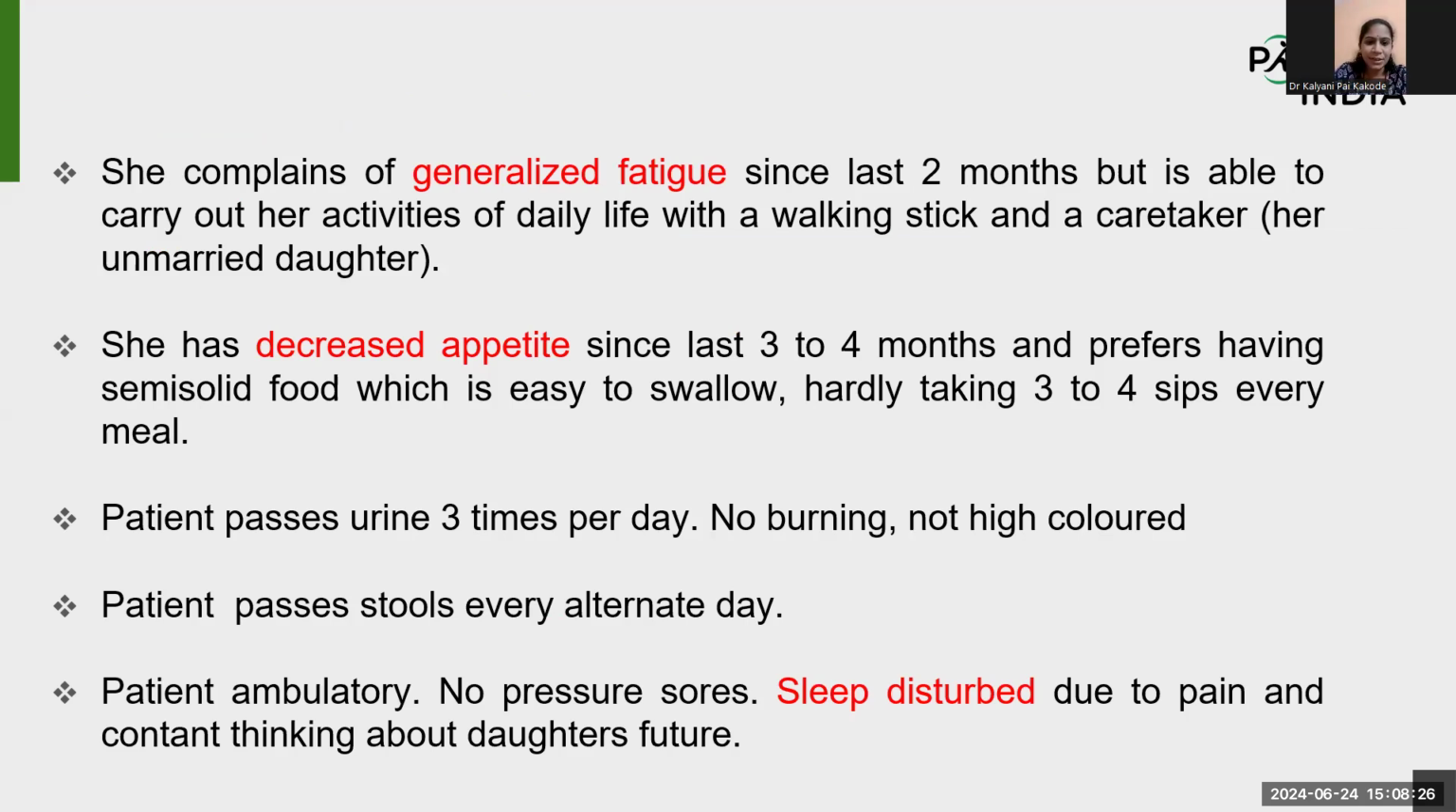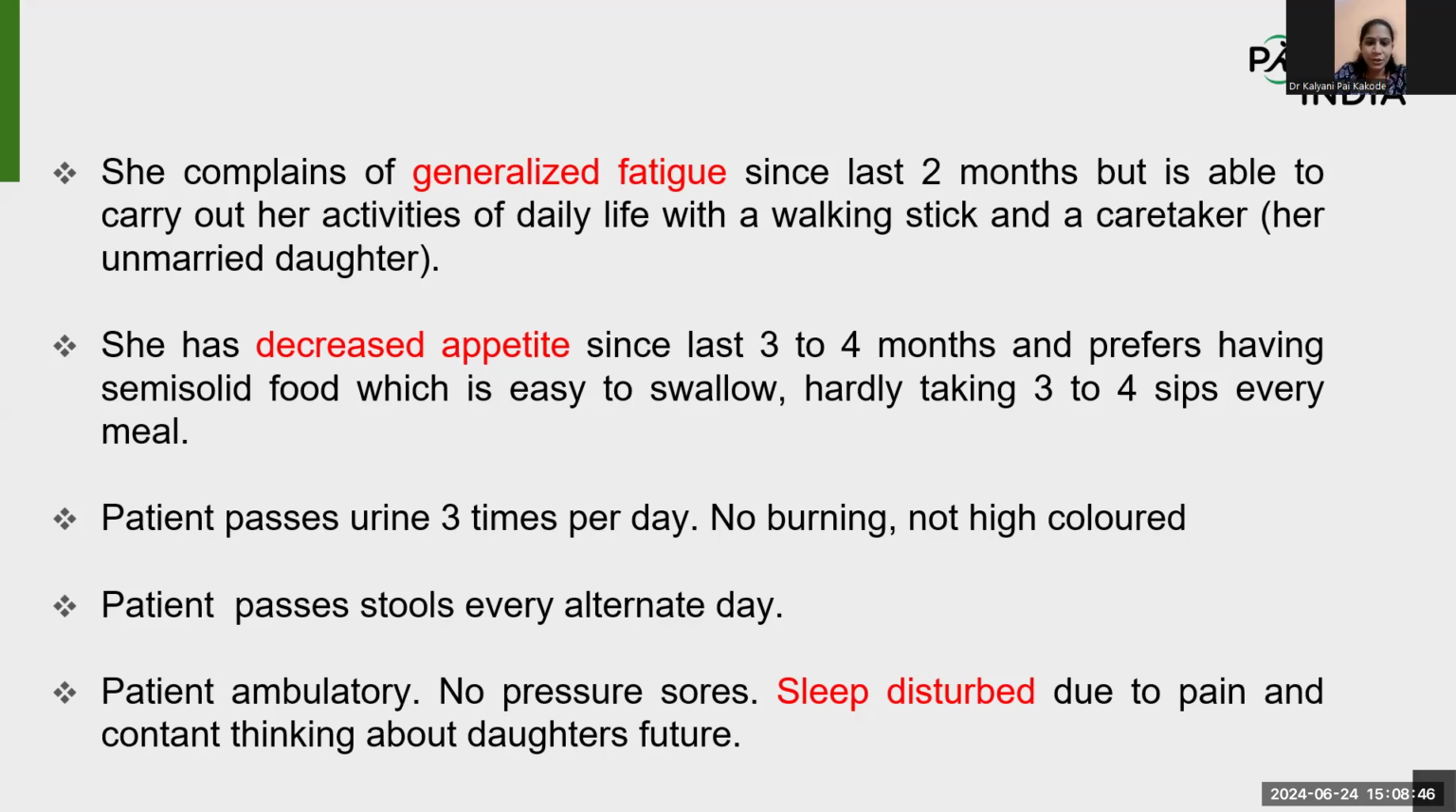She had decreased appetite since last 3 to 4 months. That is a long time. So she now prefers to be on semi-solid food. And at every meal, that is breakfast, lunch, dinner, she would just take 3 to 4 sips of whatever meal that was prepared.